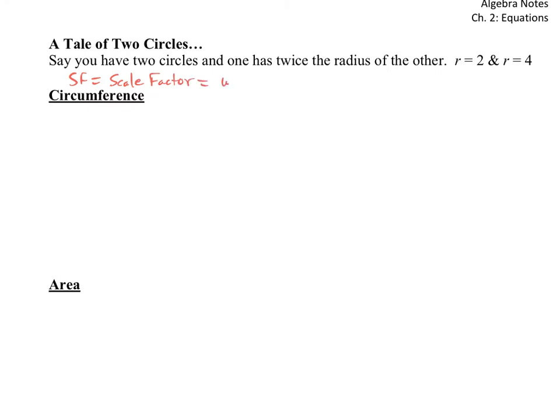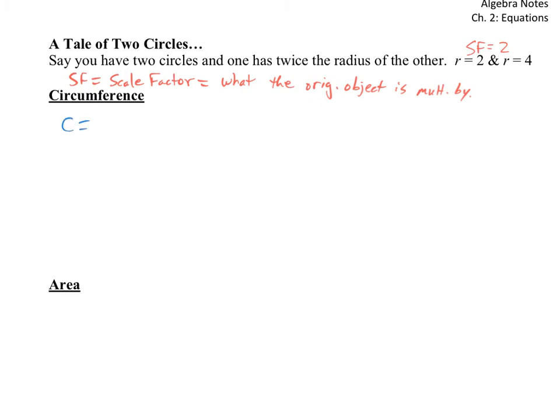And I could say that is what the original object is multiplied by. So for my example, trying to play off a book title, Tale of Two Circles, say you have two circles, one has twice the radius of the other. So if we have a radius of 2 and a radius of 4, for example, we know that these are going to have a scale factor of 2. Now we could take our original length of 2, when we multiply it by 2, it gets us up to the 4. So I'm going to quick crank through circumference calculations for both of those lengths.